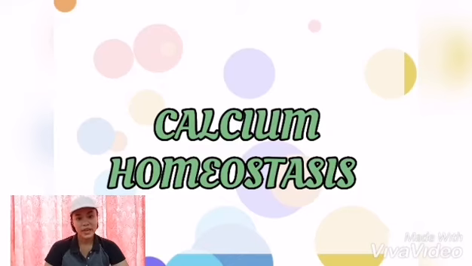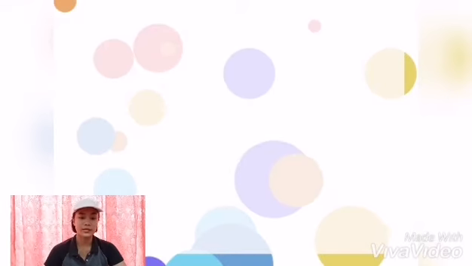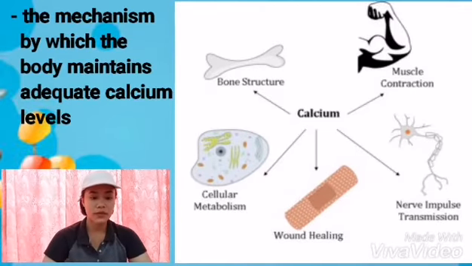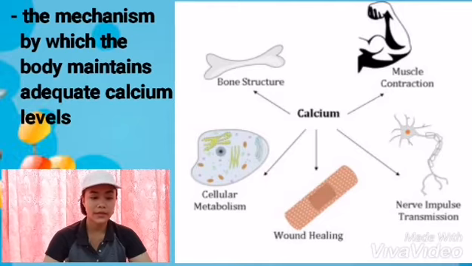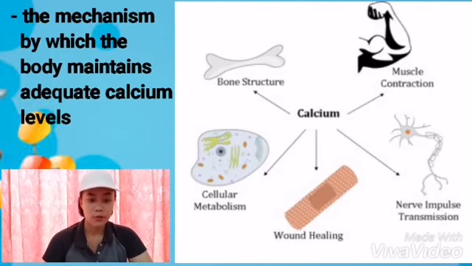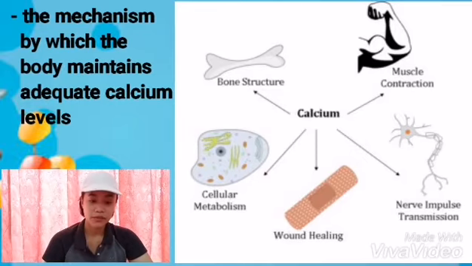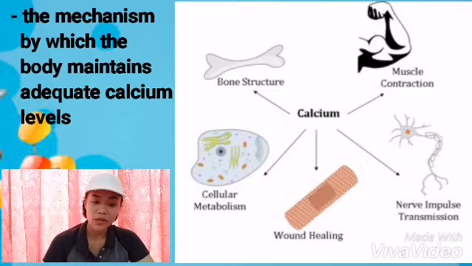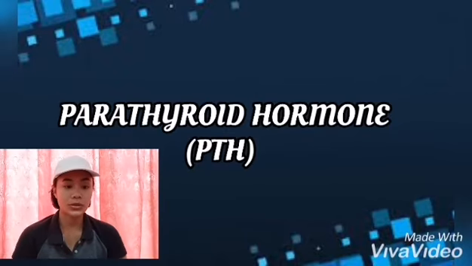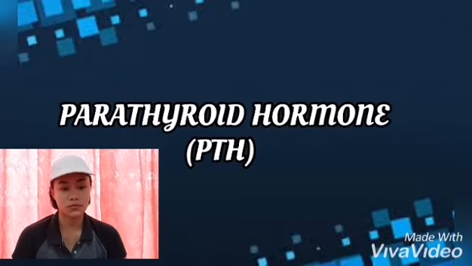For now, I will explain calcium homeostasis, which is important in bones. Calcium homeostasis is the mechanism by which the body maintains adequate calcium levels. Calcium is important for muscle contraction, nerve impulse transmission, wound healing, cellular metabolism, and the most important, bone structure. So now I will show you the parathyroid hormone.